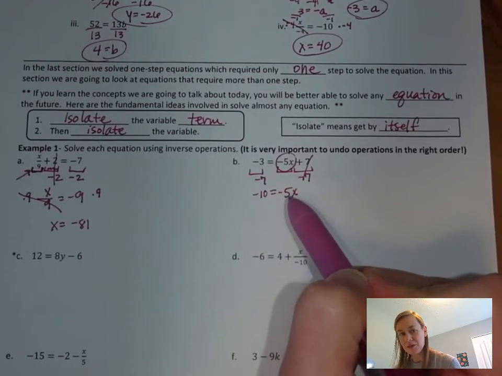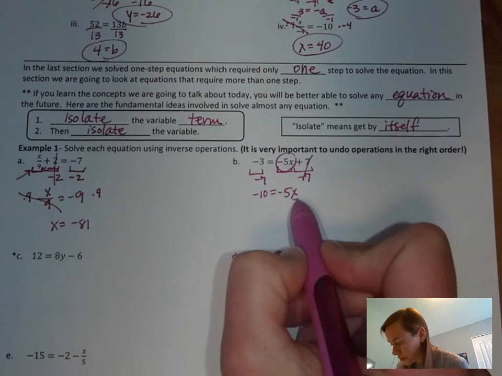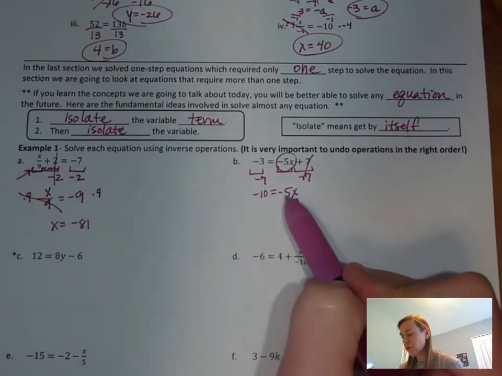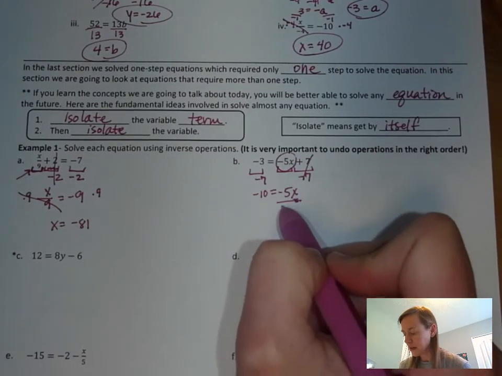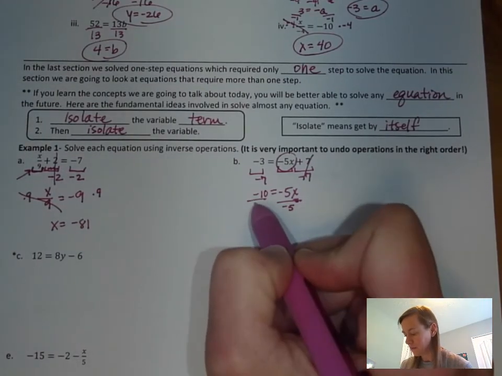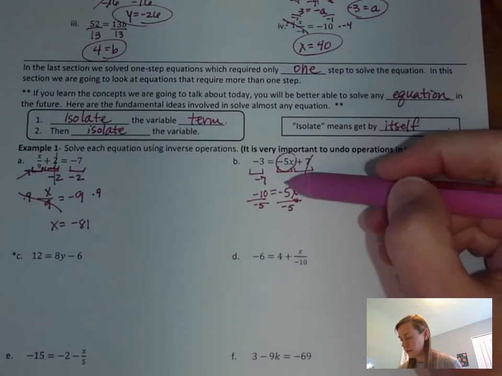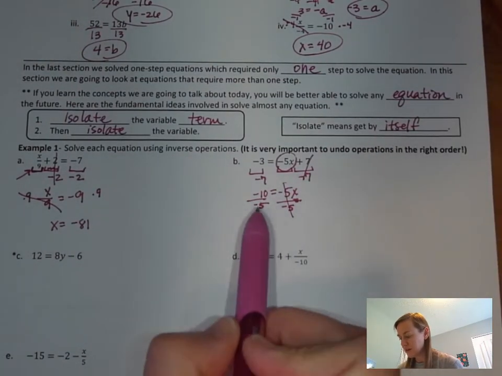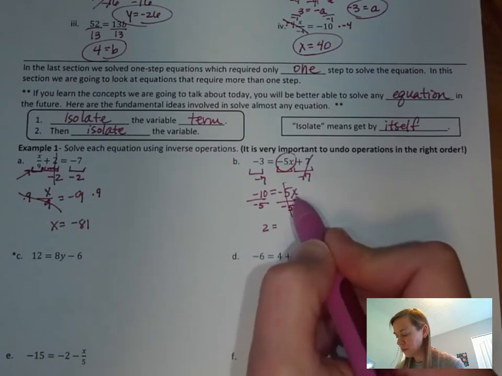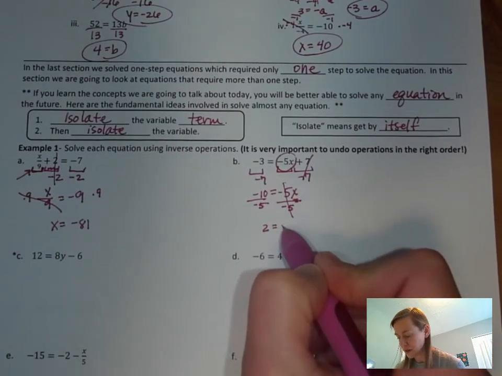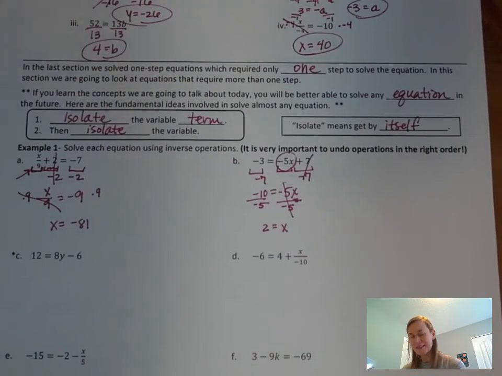On to step 2, which is to isolate the variable, which is that x, right? So it looks like we need to get rid of the negative 5. Right now it's negative 5 times x. We're going to get rid of it by dividing by negative 5. These cancel. Negative 10 divided by negative 5 is going to give us 2. And then we have nothing left over here except the x. So we're just going to write the x. And now our x is all nice and isolated all by itself, and our equation is solved.